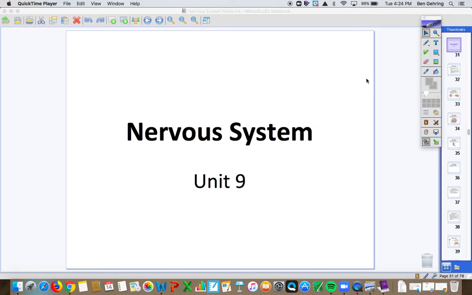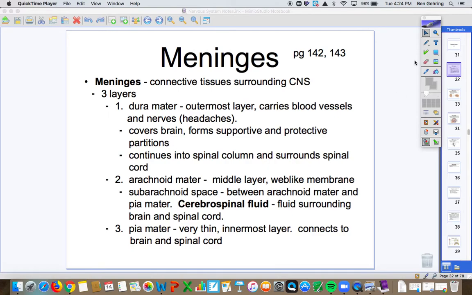Today we're going to talk about the meninges, the cerebrospinal fluid, the spinal cord, and some different pieces there. So let's get started. First off, your meninges are connective tissue surrounding your central nervous system. So we talk about things like meningitis. That's inflammation of this connective tissue, this protective layer surrounding your central nervous system.